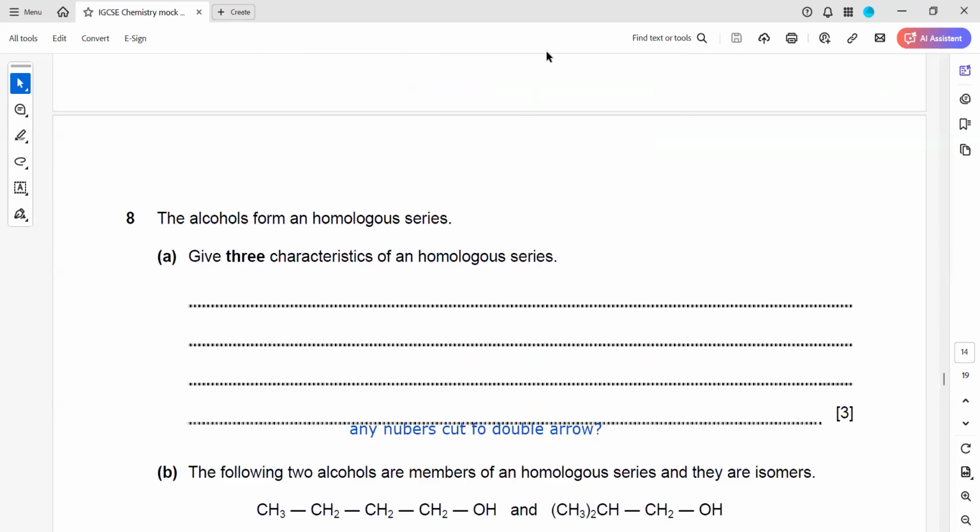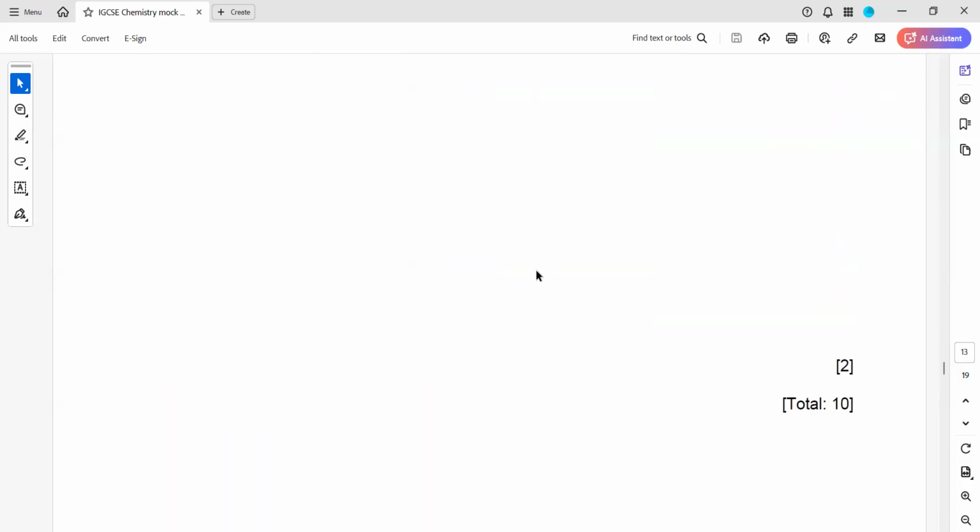Yes, you will lose the mark if you draw the double arrows. You will lose the mark. If in the exam for enthalpy level energy diagrams you draw the arrows two ways, you will lose the mark.